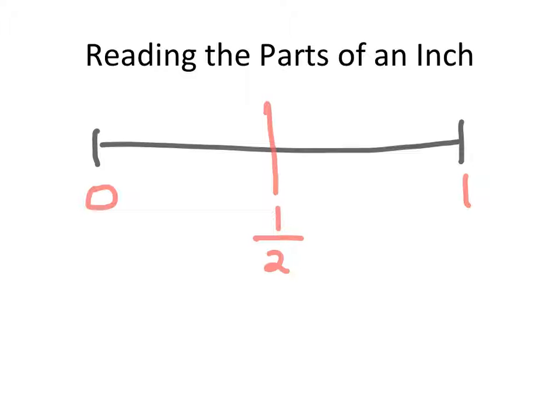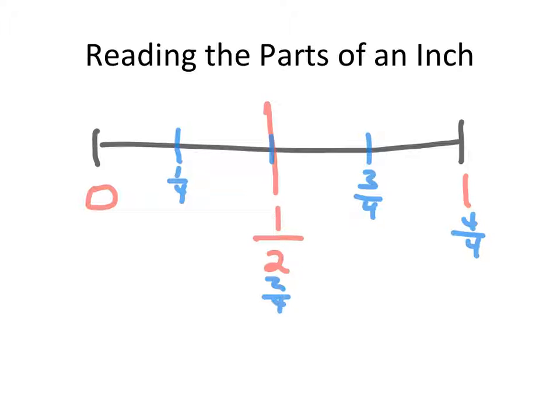So students might say, well, I could put a line here. I've already got this line. I could put a line here. Now I have 4 equal parts. So what do I have? I have 1/4 of an inch, 2/4 of an inch, 3/4 of an inch, and 4/4 of an inch.